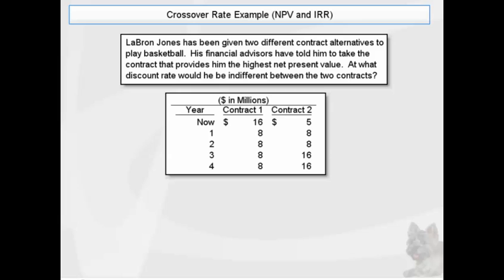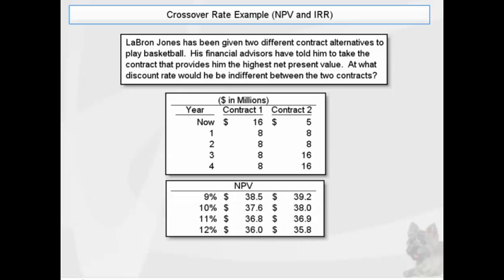First, what we could do is use a trial and error technique, and you see I've given that a try down at the bottom of the screen. I've calculated the net present value of the two alternatives at 9%, 10%, 11%, and 12%. And you can see at 11% we're getting pretty close. So a trial and error method is one way to determine where LeBron would be indifferent.